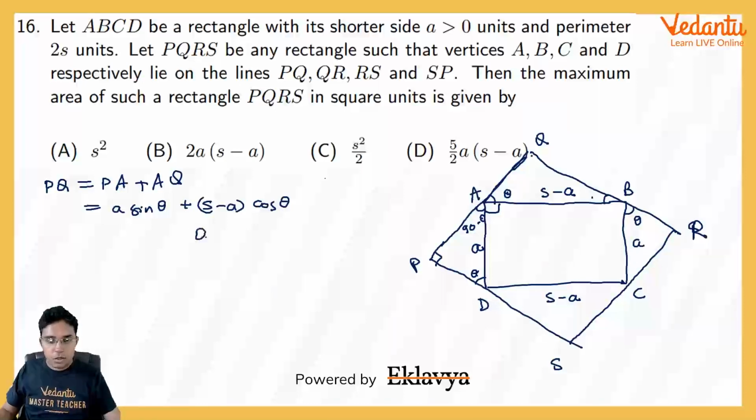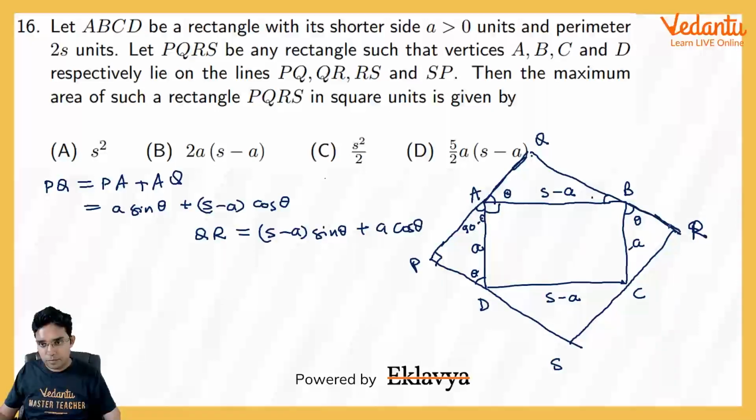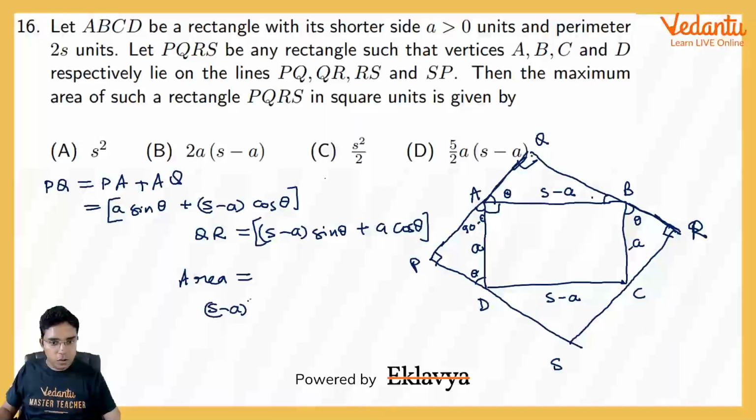Similar to this, if we have to find QR, this will become S minus A sine theta plus A cos theta. This is 90, this is 90. Now, what will be the area of this rectangle? We have to just multiply these two things. So if I multiply these two, we will get (S minus A) square plus A square common into sine theta cos theta.